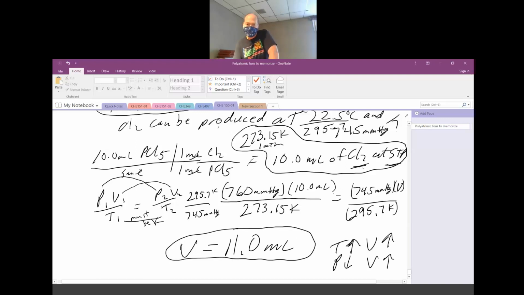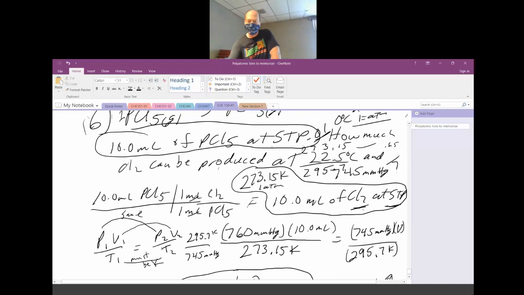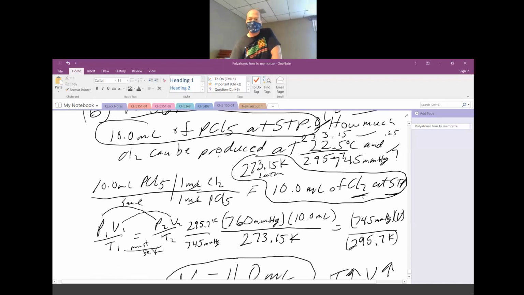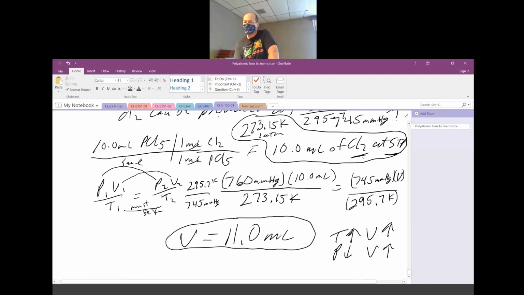So in both of these cases, our temperature went up by 22.5 degrees, and our pressure went down. It went from 760 to 745. All right, and so this could be a predict the volume compared to 10 milliliters. Well, the temperature says the volume's going up, the pressure says the volume's going up. So there is a 100% chance that your volume is going to be greater than 10 milliliters.